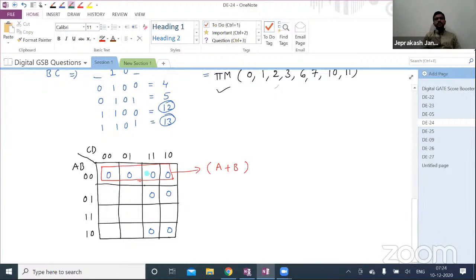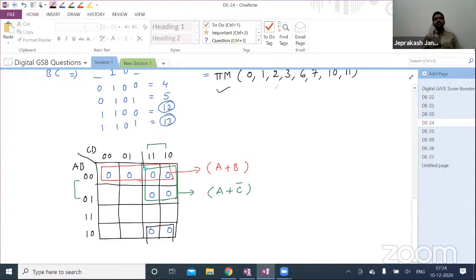Do the grouping of these 4 zeros. What is the term you will get? A plus, not A bar, you'll get A, because A value is 0 for these 2 rows. That means A. For these 2 columns, C value is 1, that means C bar. A plus C bar. Right? If you have any doubt, just substitute. A value 0, C value 1, 1 bar is 0. 0 plus 0 is 0. Similarly, do the grouping of 4 zeros like this.